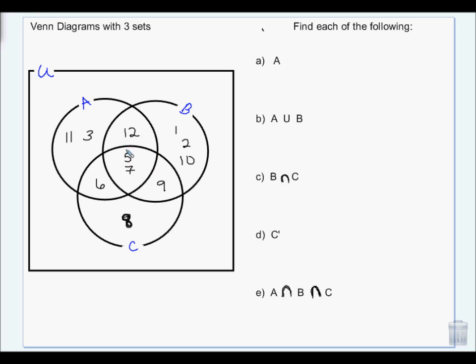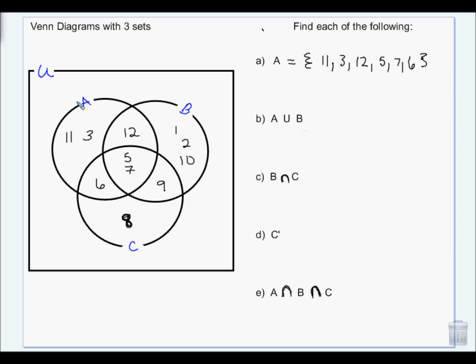So this part would be A intersect B intersect C. To find the sets, if we're going to find A, we're going to look at everything that's in the circle of A. So I have 11, 3, 12, 5, 7, and 6. And I'm not going to worry about order right now. Normally you go ahead and put them in numerical order, but at this point, I'm more concerned that you get all of the elements than that you put them in order. Okay, so that's A, everything that was in this circle.